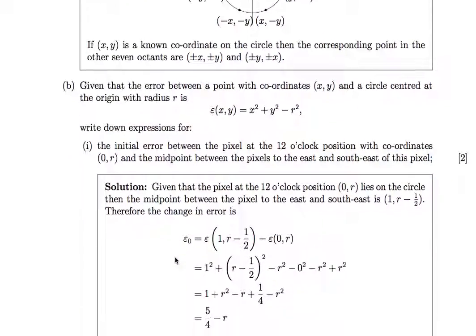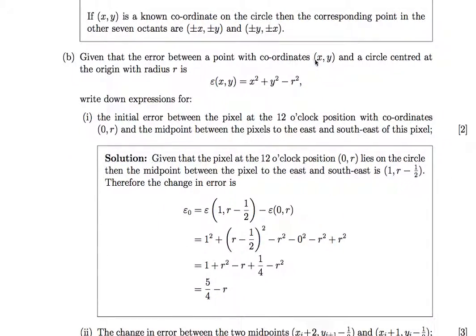Okay, part B: given that the error between the point with coordinates x, y and a circle centered at the origin with radius r is equal to this expression, which is just the Cartesian equation of a circle rearranged, write down an expression for the initial error. This is the error between the pixel at the 12 o'clock position, so 0 in the x direction and r up in the y direction, and the midpoint between the pixels to the east and the southeast.